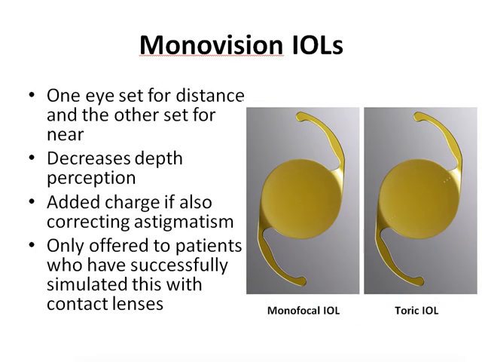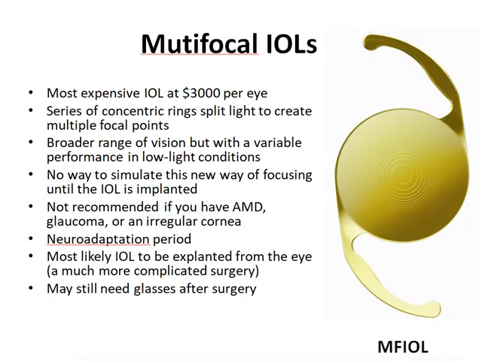One way to minimize dependence on glasses and improve range of vision is to do what is called monovision. With monovision, one eye is set to focus on distance while the other is set to focus up close. This does impact depth perception, and not every brain can adapt to this. As a result, this is typically only offered to patients who have successfully done this with contact lenses before surgery. Let your doctor know if you'd like to pursue monovision.